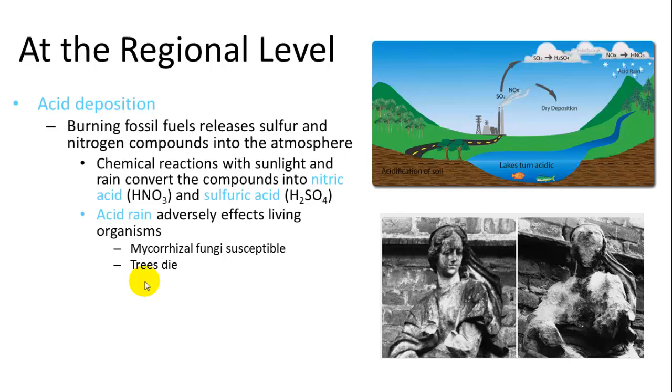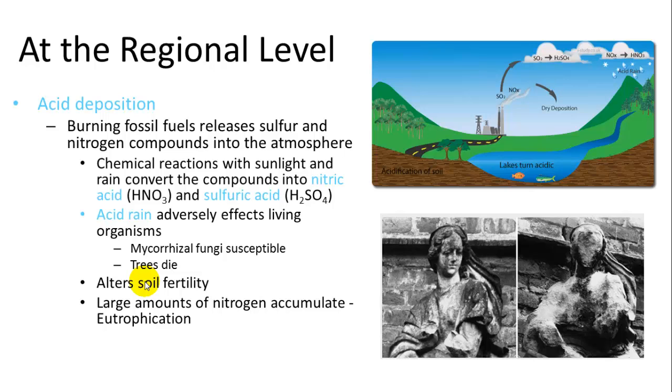It causes mycorrhizal fungi to die, it causes trees to die, alters the fertility of the soil, also causes large amounts of nitrogen to accumulate in waterways, which will then cause eutrophication and increases soil fertility, so that you now have competitive colonizing species taking over these areas. So this was evident in the northeastern United States by the washing away of structures.